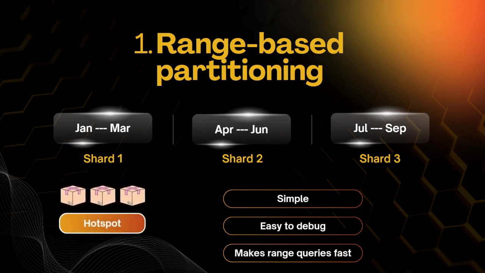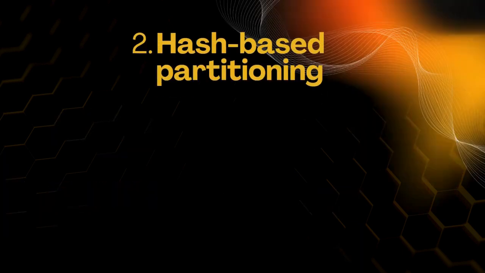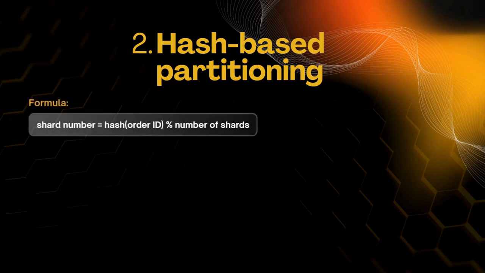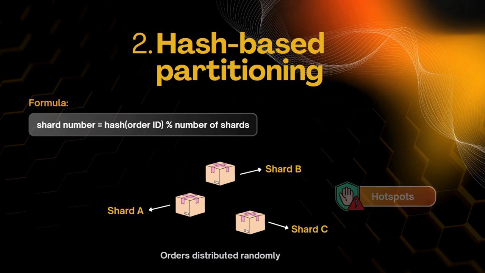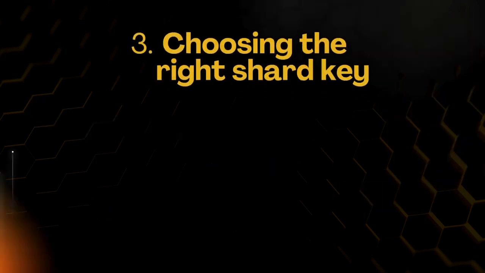Range-based partitioning works well when traffic is evenly distributed, but real-world traffic is rarely balanced. So we move on to another strategy, hash-based partitioning. Instead of using ranges, we apply a hash function. For example, a shard number equals hash of order ID modulo number of shards. Now orders are distributed almost randomly across shards. This balances load much better. No single shard becomes a hotspot easily. But again, there's a trade-off. Range queries become harder because data is spread across shards.